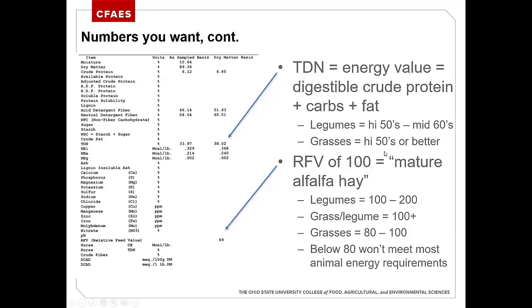Grasses, 50s or better. Then a relative feed value number, it's just a number, but a number of about 100 with an RFV, think of that as a mid to late bloom alfalfa, okay, would be 100. For grasses, we want it 100 or plus. We can get to 80 to 90, but below 80 just probably isn't going to have enough energy or enough gas in it to keep the girls going.